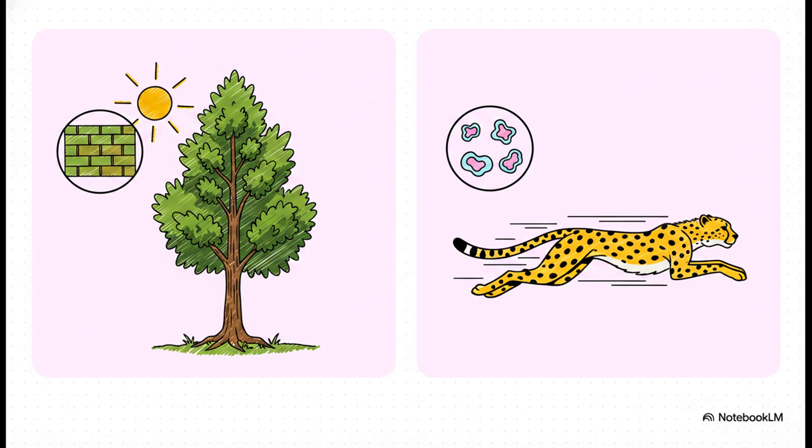Animals, on the other hand, are highly mobile. To hunt, run, jump, and play, animals require cellular flexibility. And we need specialized tissues to digest the food we actually consume. So form perfectly follows function here.